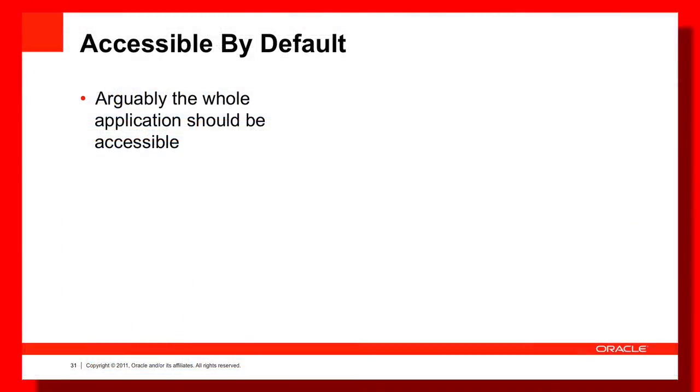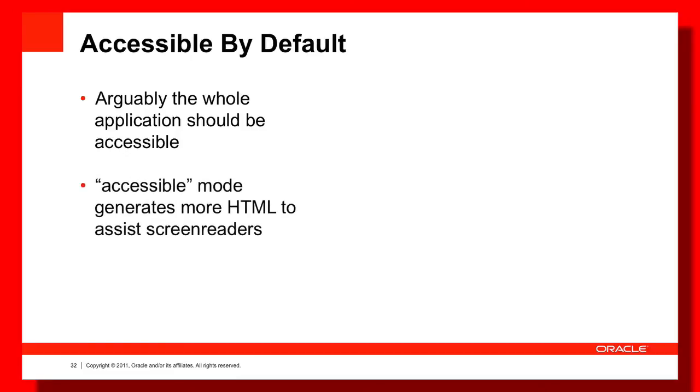Now, with all this in mind, there's I guess a valid argument that, well, why don't we just set accessibility mode on by default? Why not just make our whole application accessible by default? Turn on that ADF accessibility feature. Well, you need to understand that in turning on the accessibility feature, not only are you changing the way that the components render, but you're also changing the HTML markup and the additional information that's needed for JAWS. So you will find that your pages will actually get larger.